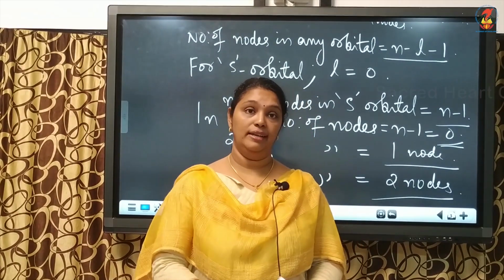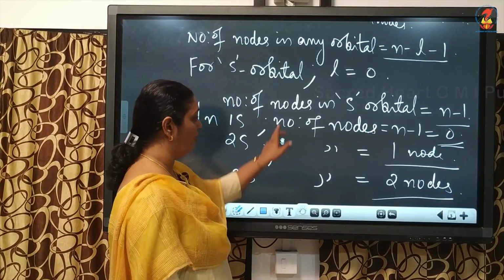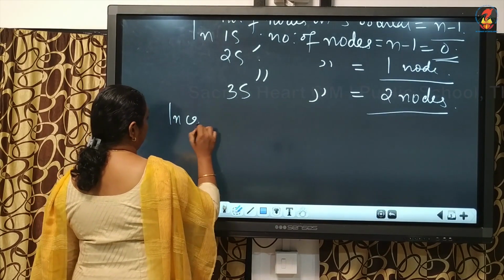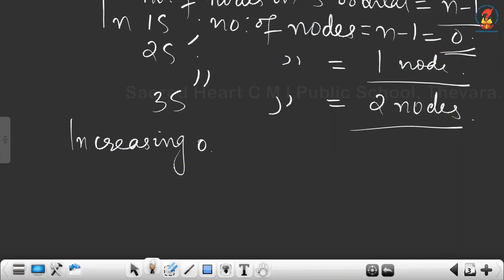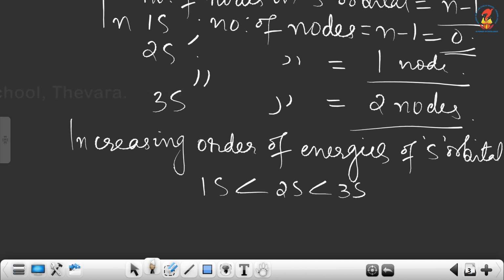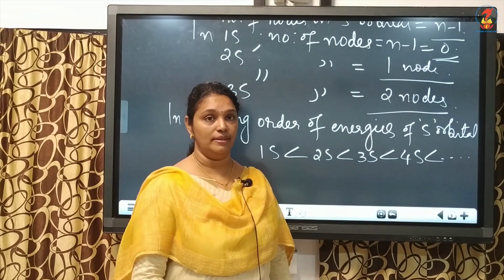Now you can say the increasing order of energies of s orbital is 1s less than 2s less than 3s less than 4s less than 5s, etcetera. So this is the order of increasing energies of s orbital.